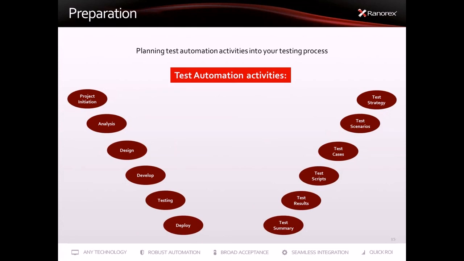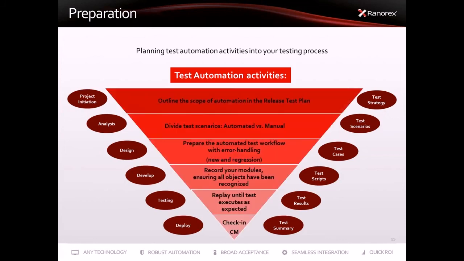What I'd like to fill in is that middle part: what are the automation activities that help drive the project initiation with the test strategy. So let me jump right in. For project initiation, let's outline the scope of automation in the release test plan. It's best practice to have your automation initiative as a one-off, off to the side, to make sure you plan some time for it. But why not put that in your release test plan?